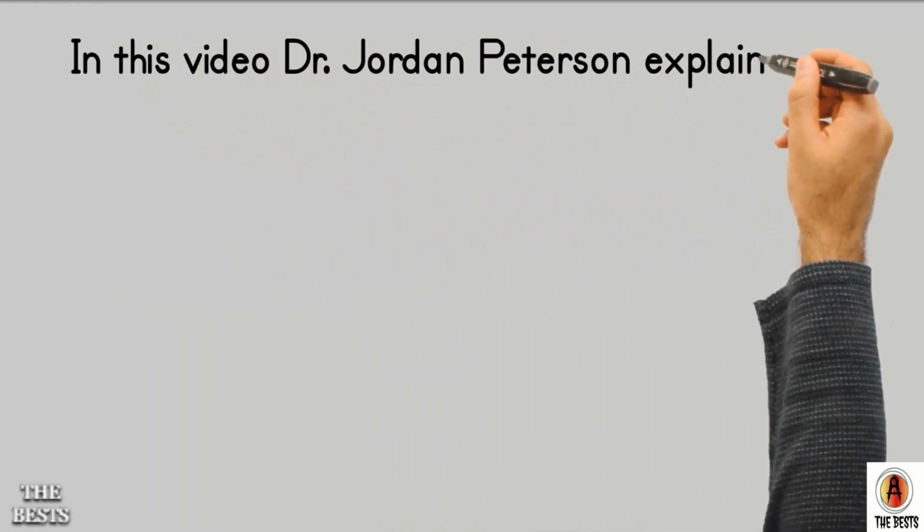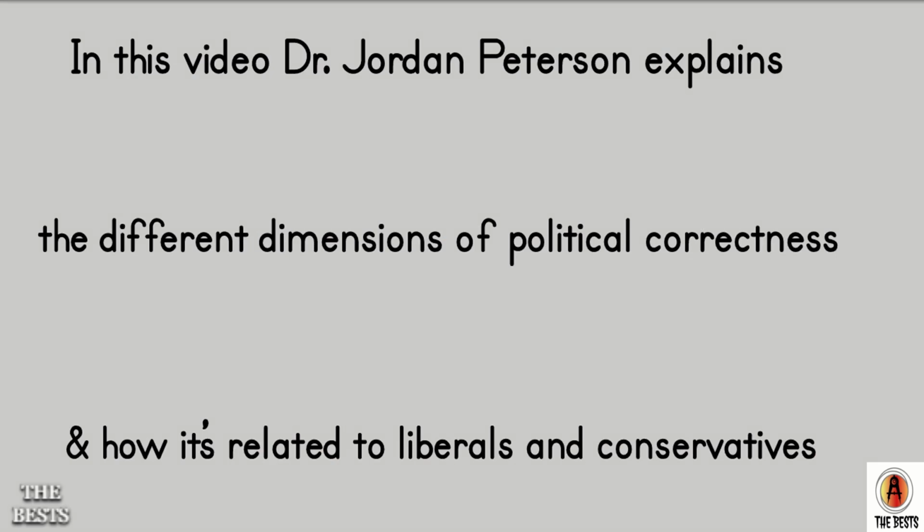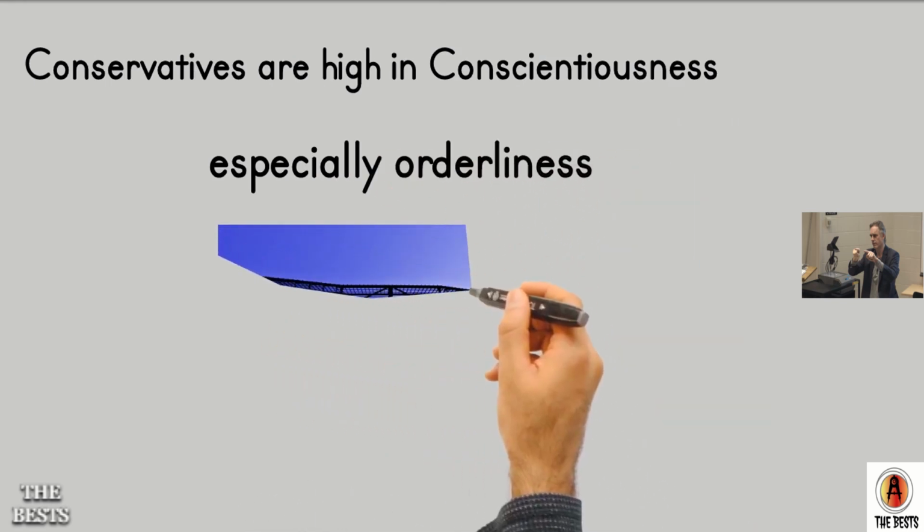In this video, Dr. Jordan Peterson explains the different dimensions of political correctness and how it's related to liberals and conservatives. And so I've told you a little bit about the things that distinguish liberals from conservatives, right?